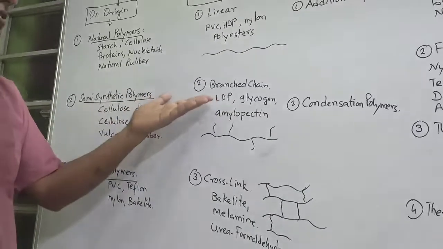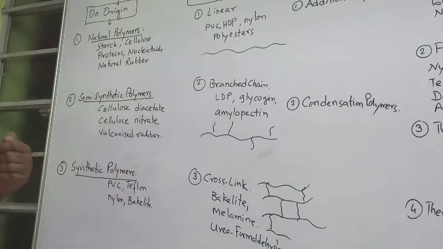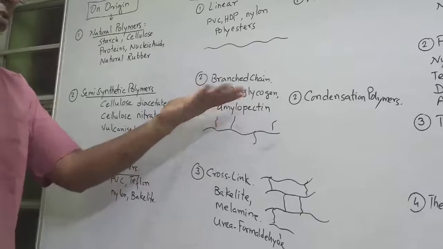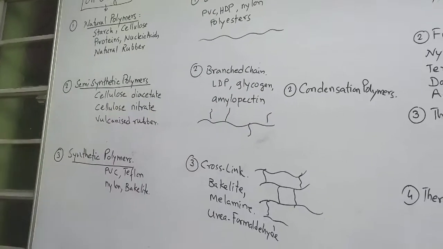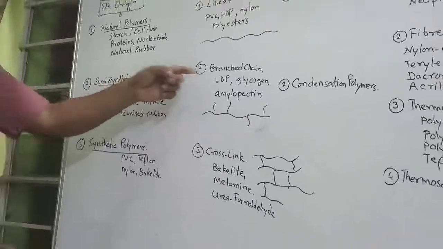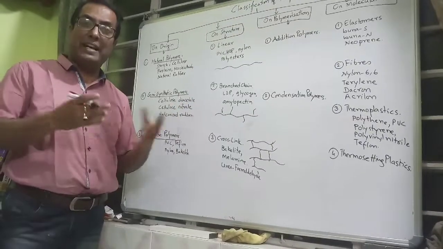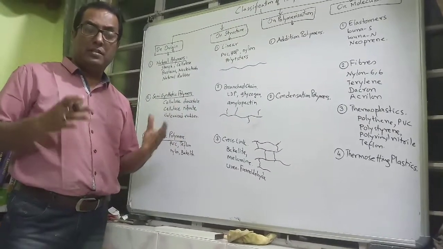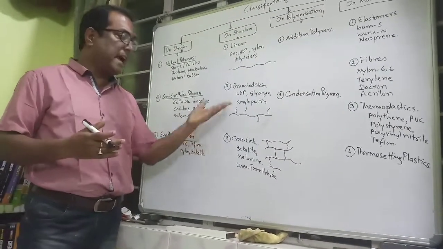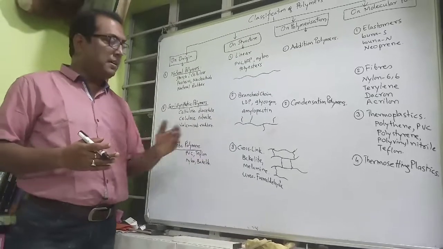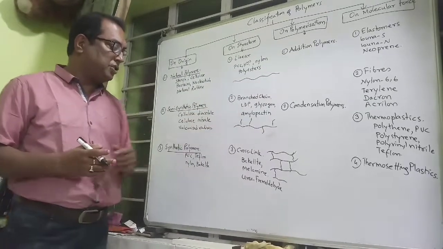Branch chain polymers will have the low density polymer, and you can think about the glycogen present in our body is also a branch chain. Amylopectin, that you are getting from the starch. The starch usually contains this amylopectin, and this amylopectin is a branch chain.